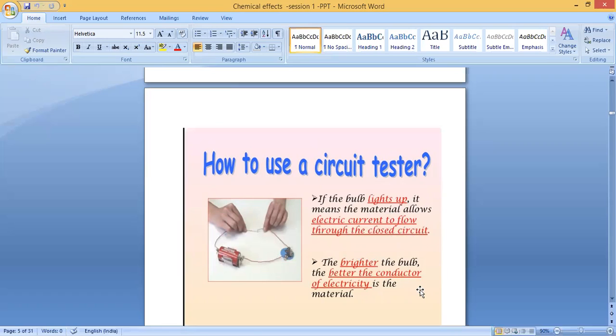The brighter the bulb, the better the conductor of electricity is the material. So suppose the bulb gives more light, then the material is a good conductor. That is the reason they say the brighter the bulb, the better the conductor of electricity is the material.